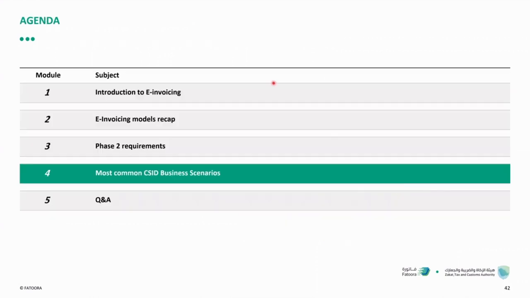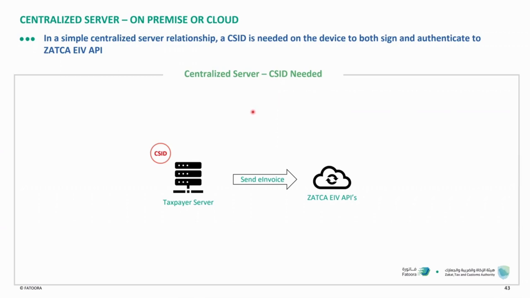We have also now included some of the most common CSID business scenarios. So we noticed that we received some questions saying which devices need to have CSID. So we included some of the most common ones. So the most simple one is that if the taxpayer has a single server that is generating an invoice, basically only this server is sending an invoice to our e-invoicing platform. Now, as a general rule of thumb, any device that is either issuing an e-invoice or sending an e-invoice to Zatka platform has to have a CSID. And from the example that we'll be going through now, we're going to find that this statement stands true.